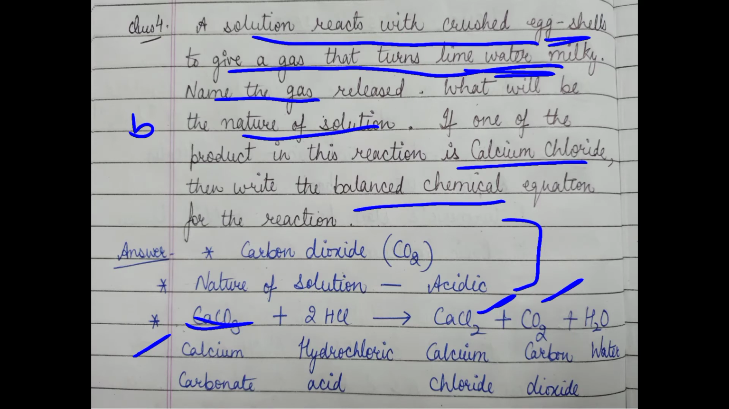So what will be the other reactant? किसके साथ react करेगा calcium carbonate? With hydrochloric acid, so that the calcium combines with chlorine and forms calcium chloride. The other products will be CO2 and water. And now you can give the answer to the first part, that the gas is carbon dioxide. And what is the nature of the other reactant? That is acidic, because we have reacted calcium carbonate with hydrochloric acid.